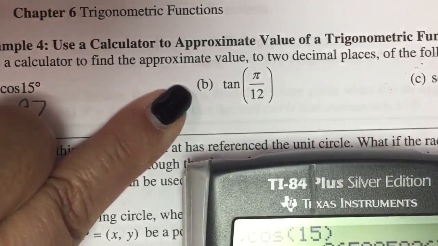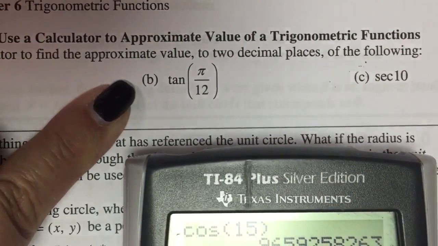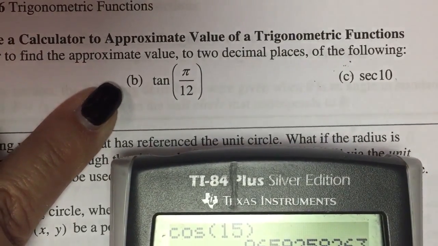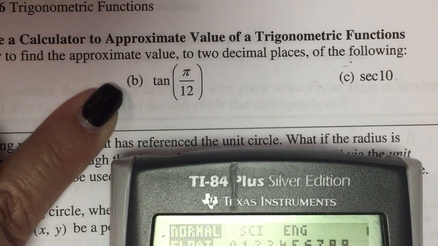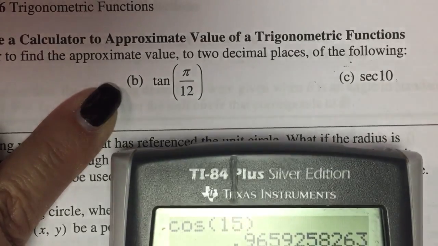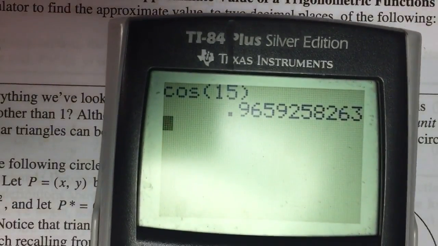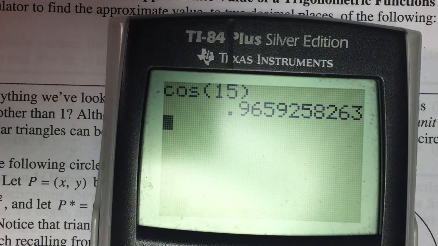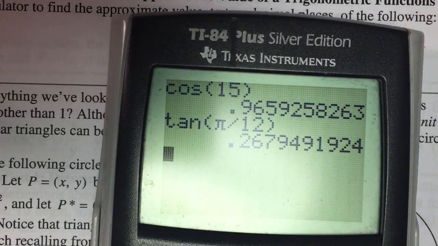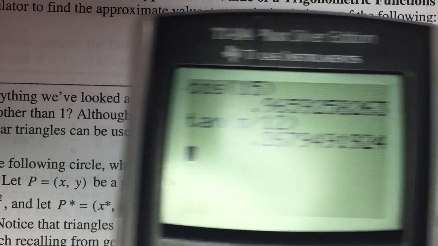Now, if you look at these, the last two, B and C, are both in radians. This does not have a degree symbol, so that's radians. So I need to go ahead and go into my mode and go back into radians. So if I want the tangent of pi 12ths, that'd be the tangent of pi divided by 12. And you should be getting 0.27.